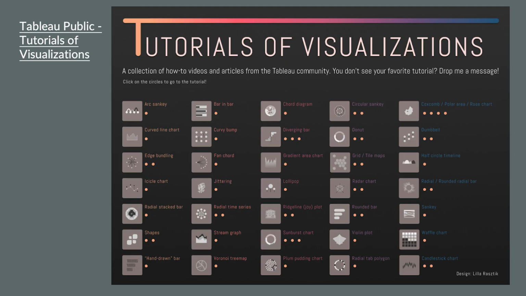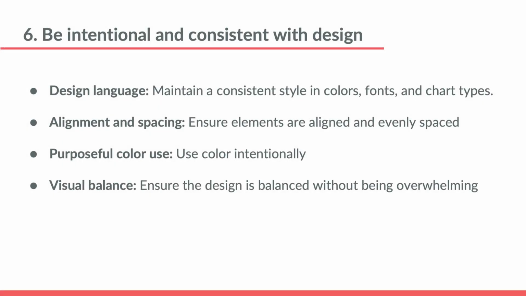Okay, so the next principle is to be intentional and consistent with design. What I mean by that is coming up with your design language. Typically that means a consistency in colors, in fonts, in chart types, and just the visual language that you're using. So, not throwing around colors randomly or fonts randomly, but really being purposeful in those decisions.